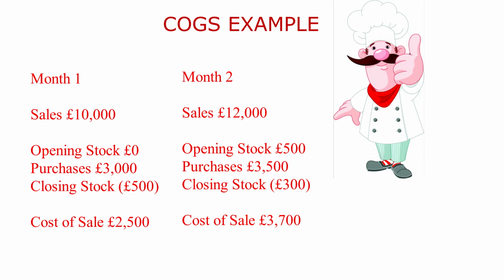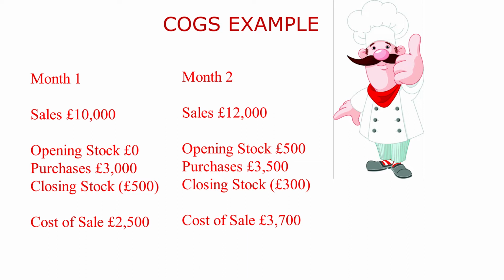Okay, and the process continues like this, and in month 3 your opening stock would be your closing stock for month 2. So month 3's opening stock would be £300. You would then add on your purchases minus your closing inventory, and then you would arrive at the actual cost of sale.